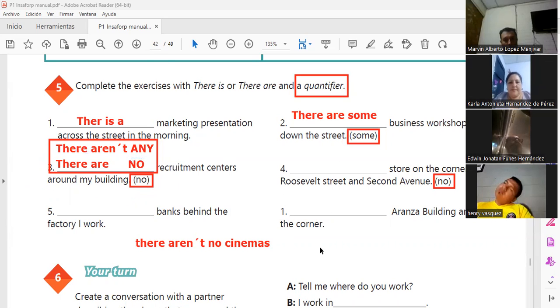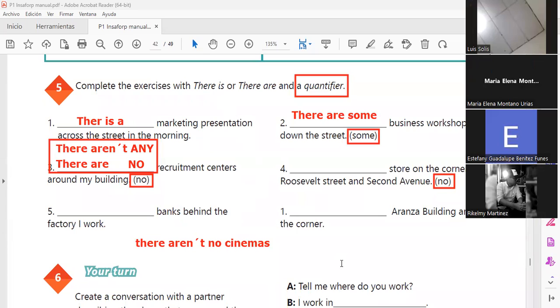Okay, so let's continue. Let's go with number five. Elena, number five.